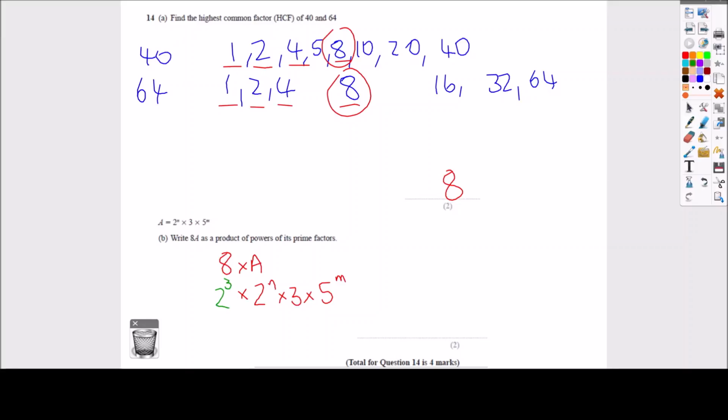So it's 2 cubed times 2 to the n times 3 times 5 to the m. Now when you multiply, where you've got the base number, the big number, the same, you add the powers. So these two here combined is 2 to the power of 3 plus n, or n plus 3. And then we've still got the 3, and we've still got the 5 to the power of m. Now that's quite tricky, I think, for foundation.